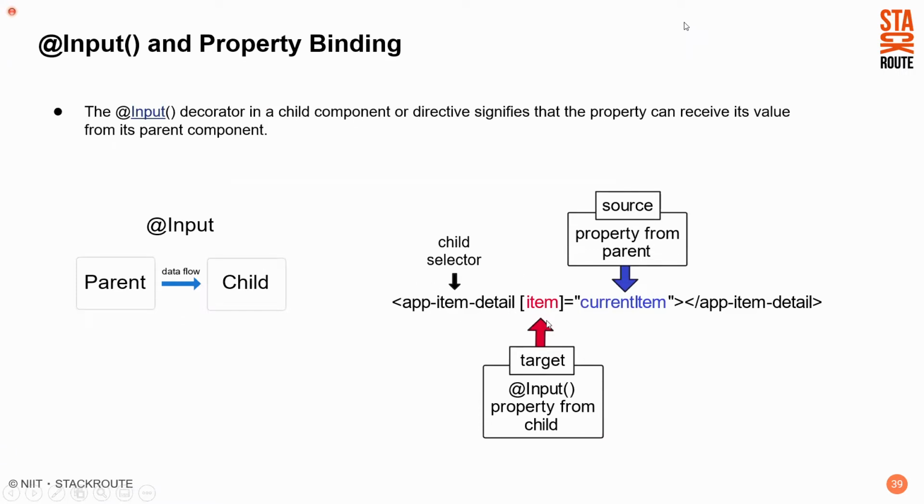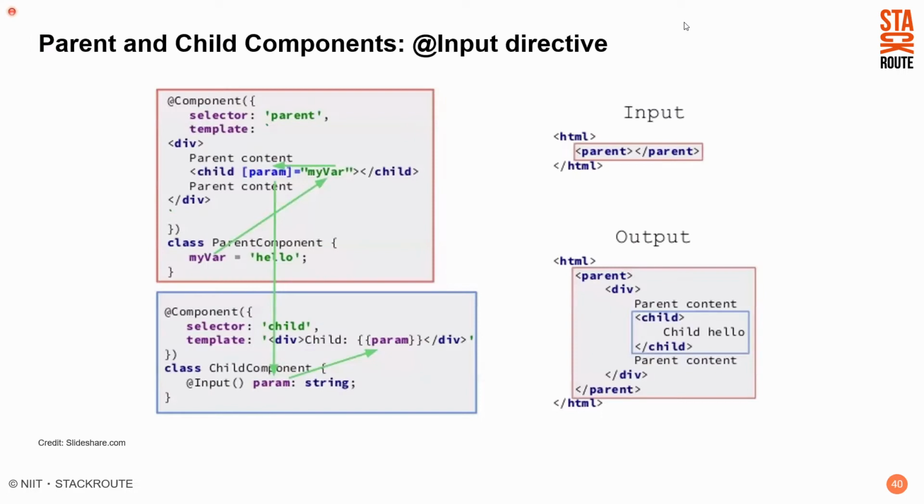So property from parent, you need to bind with the key. So that key you can use as a unique key along with your @Input. The @Input decorator in a child component or directive signifies the property can receive the value from parent. This is what we did. Here it is parent to child. I tried with my component 2 and 3.